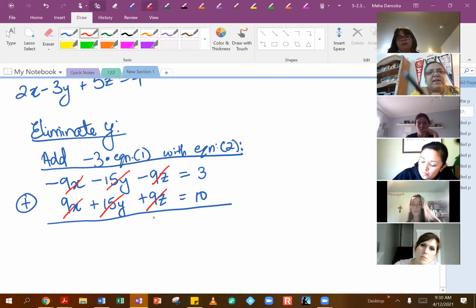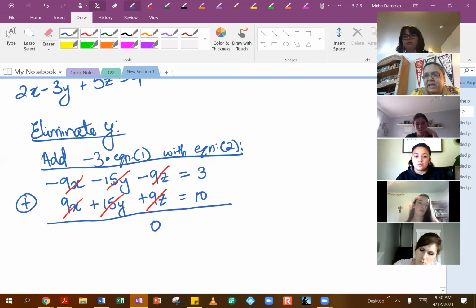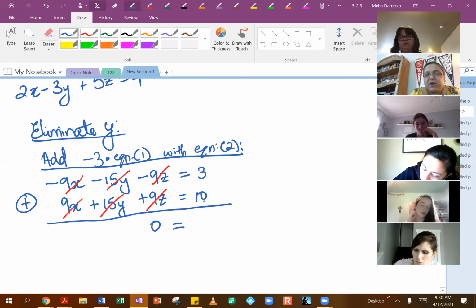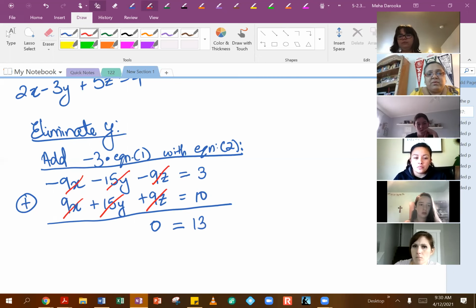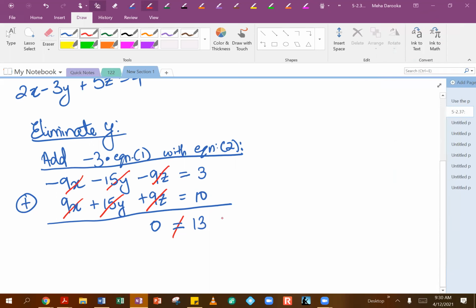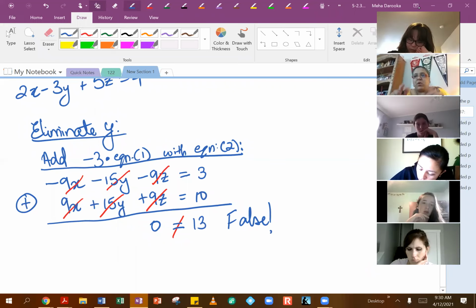So remember, this is kind of what we were talking about last time. So you have 0 on the left-hand side because everything canceled out. But on the right-hand side, I can go ahead and add 10 and 3, which of course gives us 13. And we know 0 does not equal 13. So remember, the only time you get a false statement like this is when you have no solution.